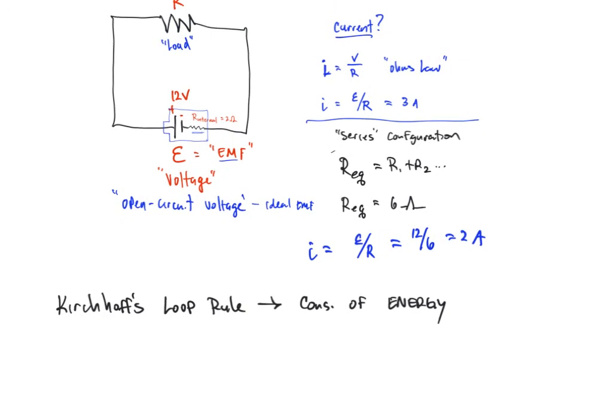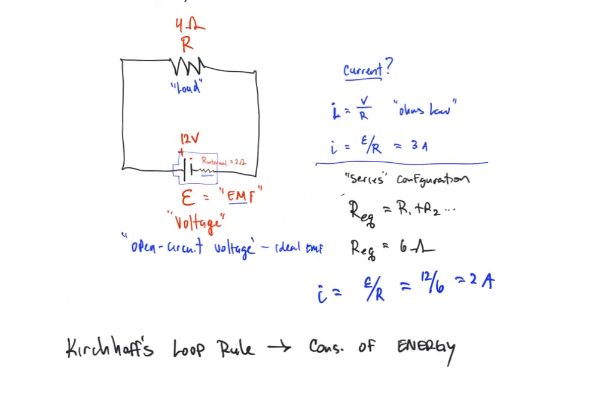In other words, any energy supplied by the battery has to be used up at the resistor. Or to put it differently, any energy that the resistor uses had to have come from the battery.